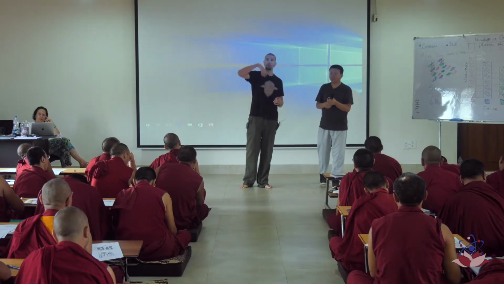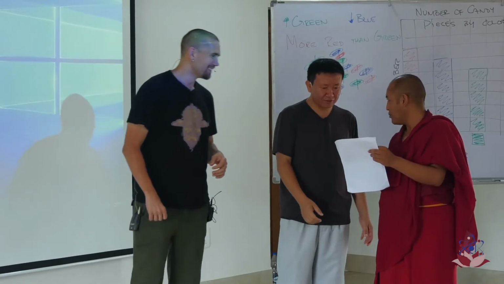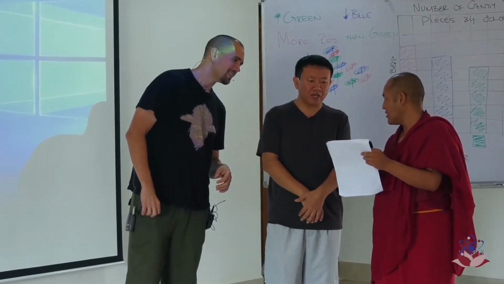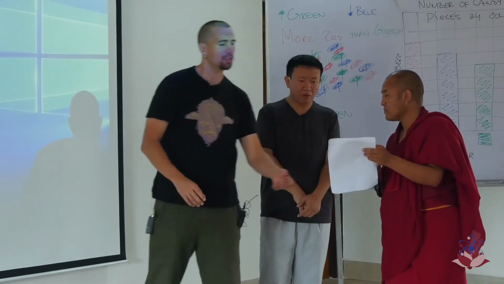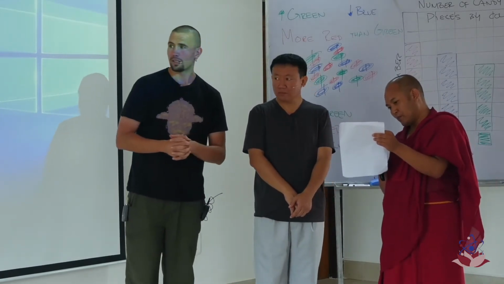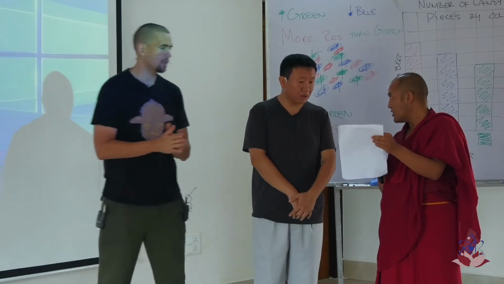All right, let's get the next group. Okay, so their hypothesis is that there would be more red than white. So they got 20 pinks and 54 yellows.